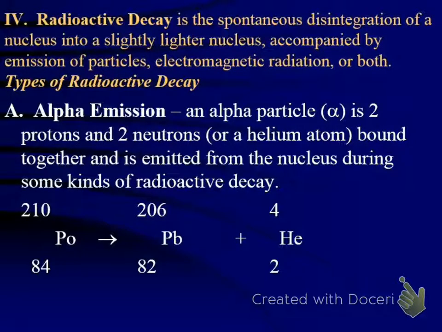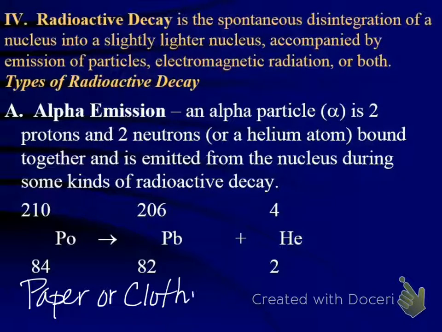Okay. At the bottom it says blank will shield you from alpha particles, paper, or clothing. They're very weak. So paper or clothing will shield you from alpha particles. So they will keep you from being affected by them. Okay? So this is the alpha particle.